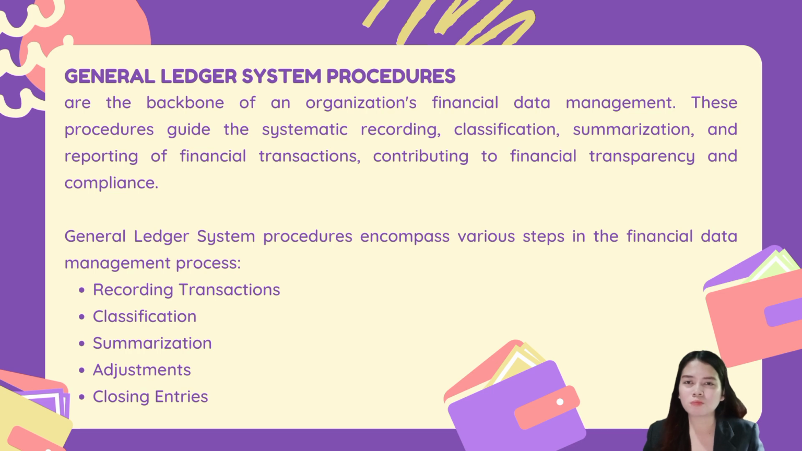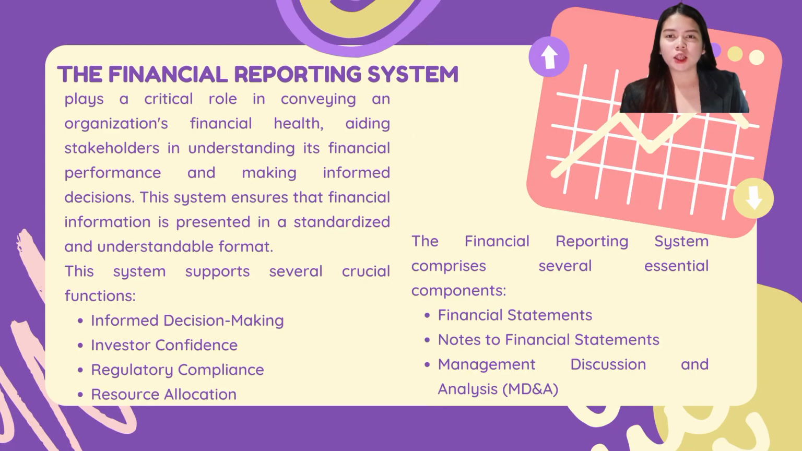Next one is the adjustments. Procedures include adjusting entries to account for accruals, deferrals, and corrections. Last one is the closing entries. Year-end procedures involve closing temporary accounts and transferring balances to permanent accounts. The law dictates management's responsibility for providing stewardship information to external parties.